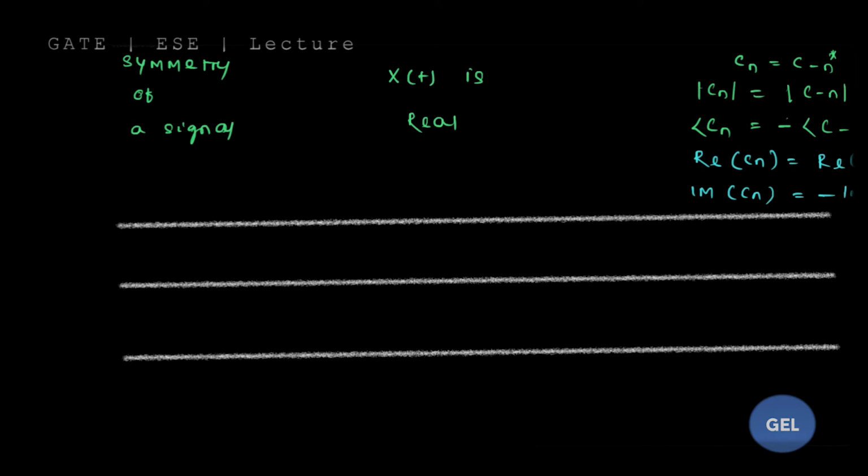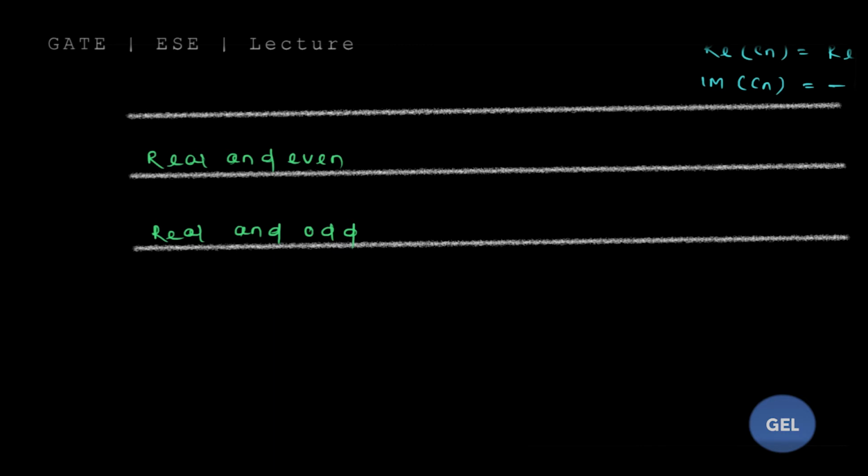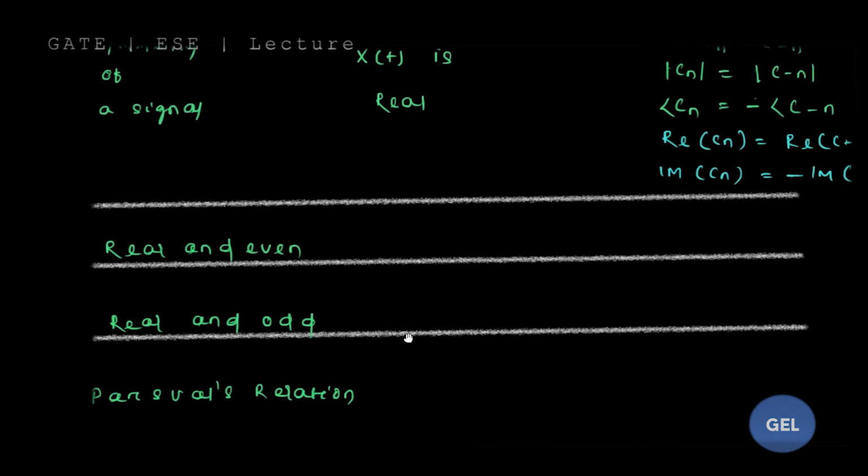Now look here carefully, if your signal is real and even, and if it is real and odd, and the Parseval relation, these three properties that we will now discuss are very important for your GATE exam. Okay, listen to this carefully.